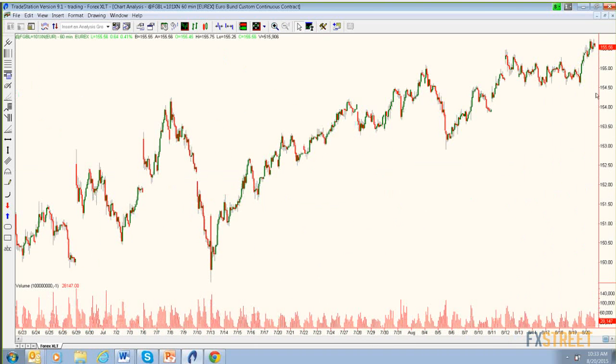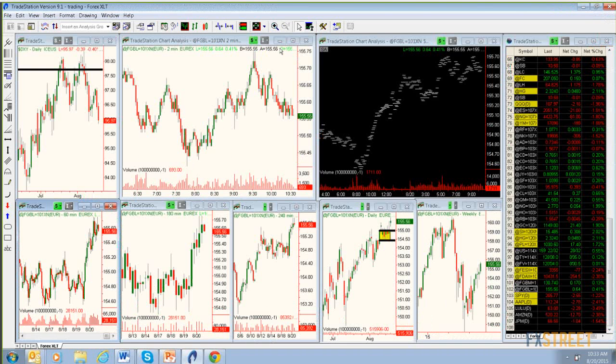Let's go real quickly, though, just because you can actively trade this market. This is a great market. Let me just pull this down to a 5-minute chart.